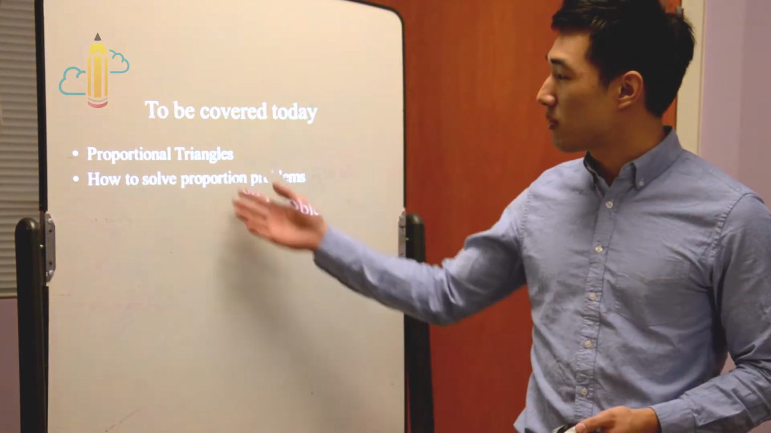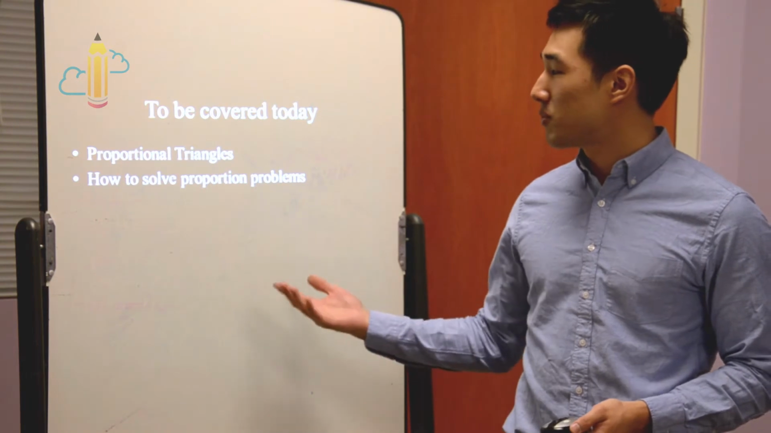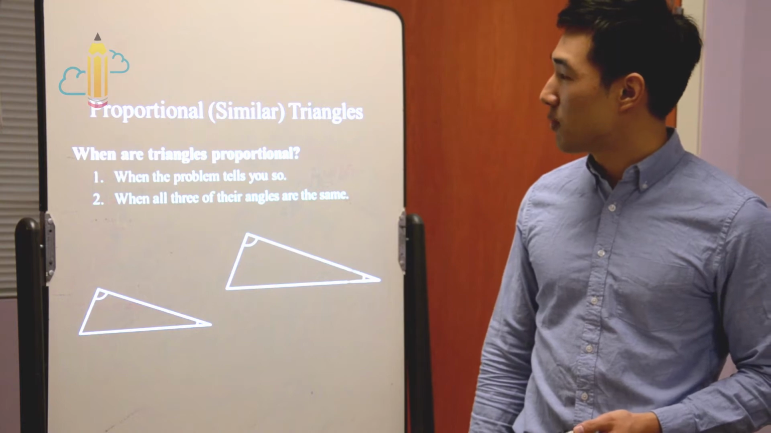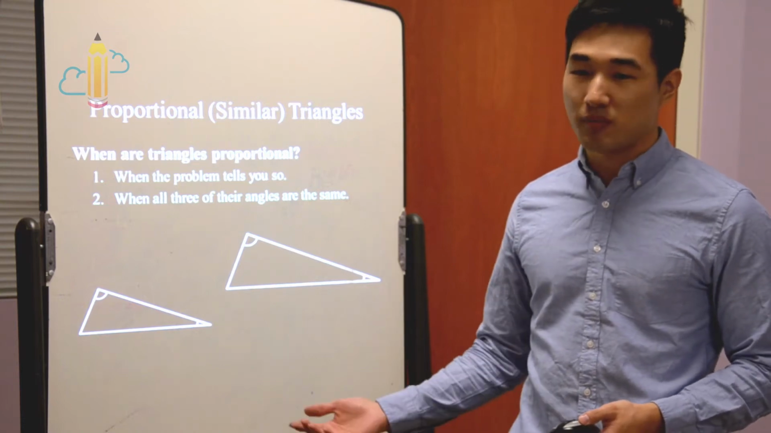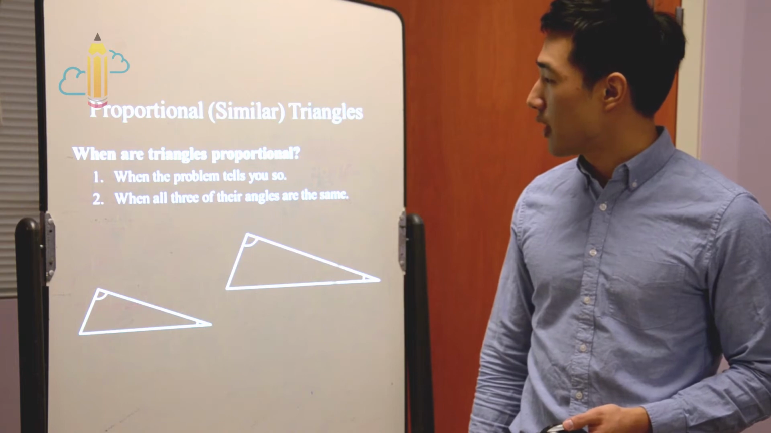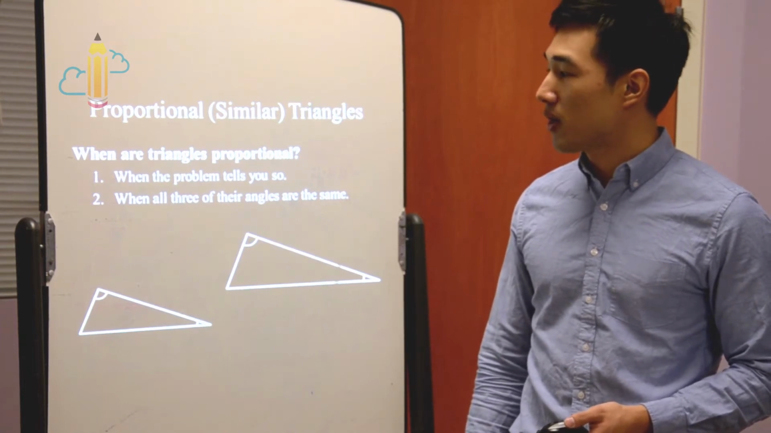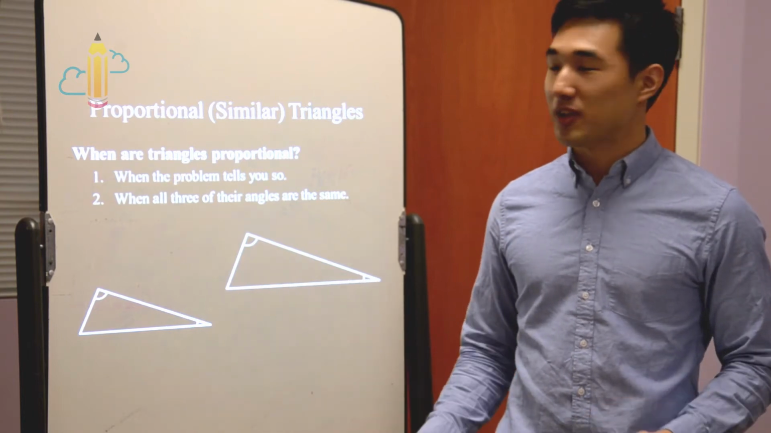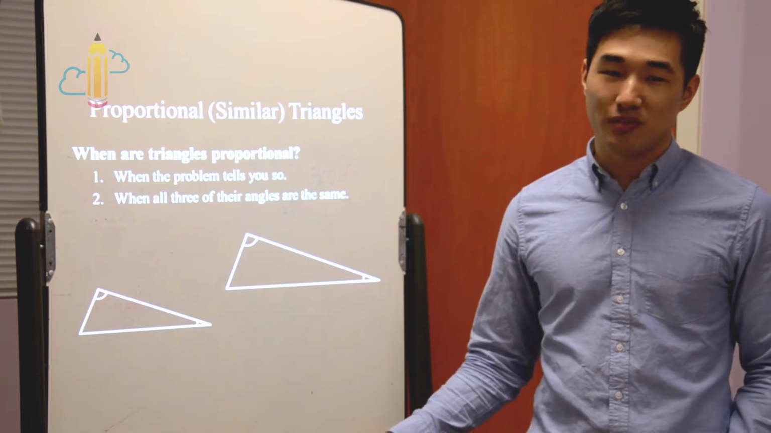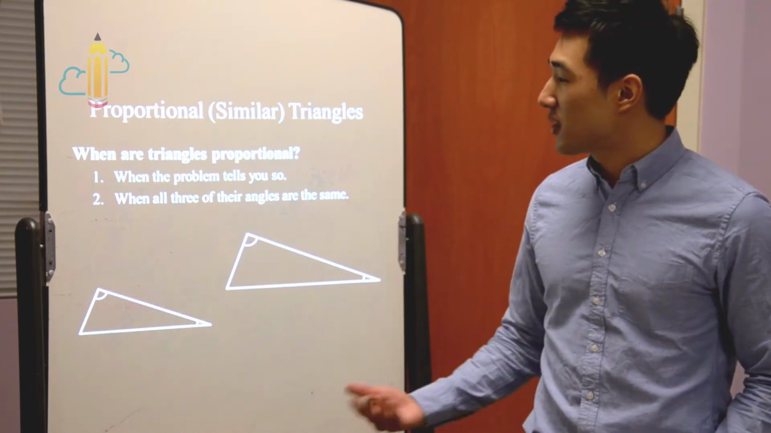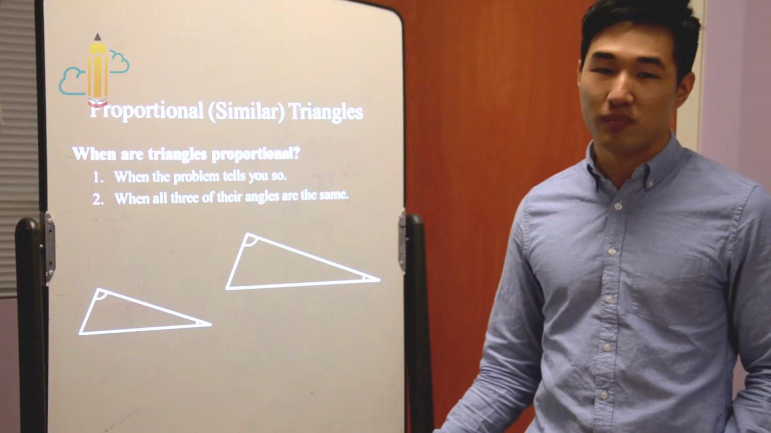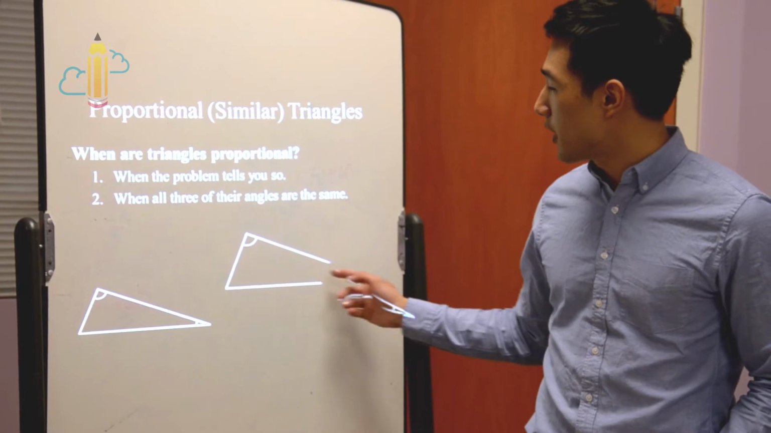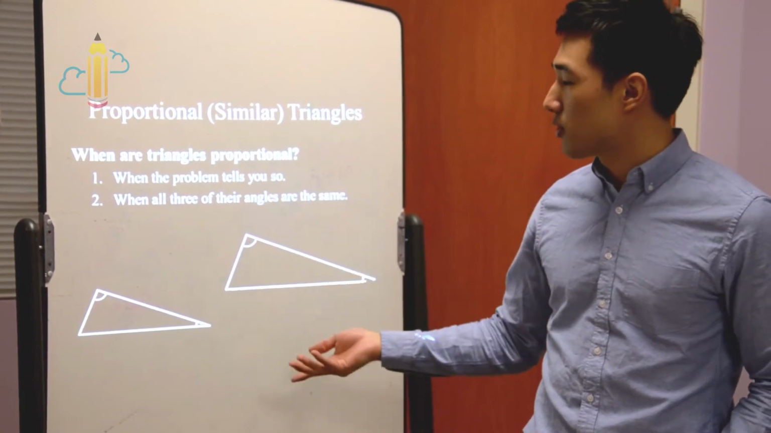Alright, so today we're going to talk about proportional triangles and then how to solve proportional problems in general, okay? Alright, so proportional actually just means similar, okay? So how do you know when shapes are proportional? Well, when it comes to triangles, you know triangles are proportional when the problem tells you so, obviously, which is the easiest type. And then secondly, when all three of their angles are the same. Okay? So when all three of their angles are the same, you know that the triangle is proportional.